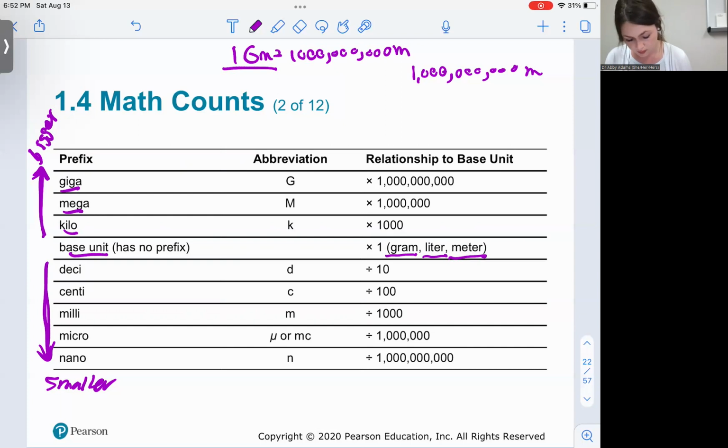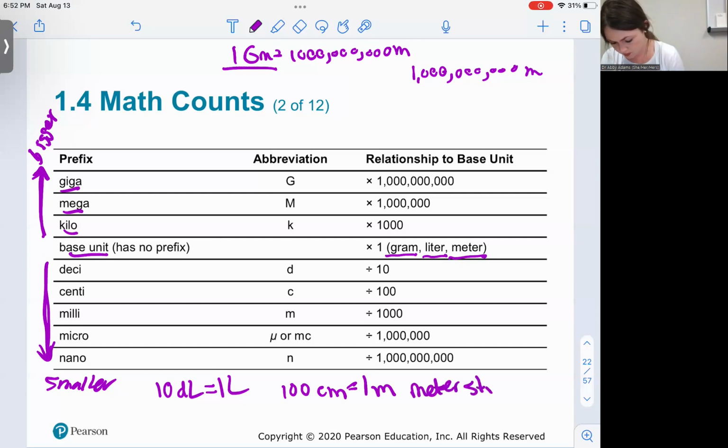And think of it this way. There are 10 deciliters in 1 liter, okay? And vice versa. There are 100 centimeters in 1 meter, right? Y'all are familiar with the meter stick? See, you've had some exposure to the metric system, I know it.